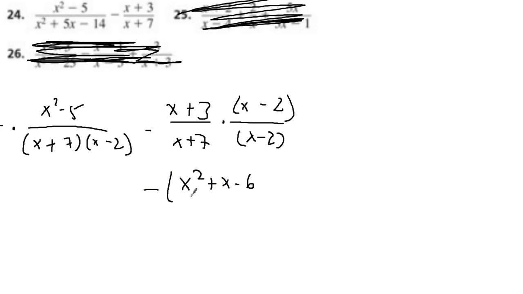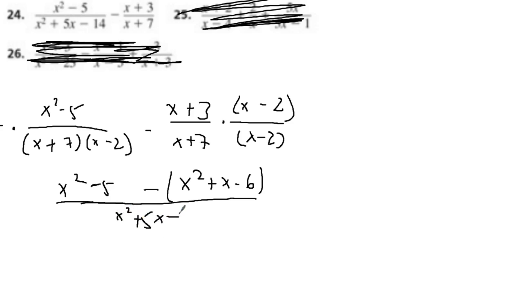And remember, there's a minus here, so we have to do this. And x squared minus 5 here. All of this is over x plus 7, x minus 2, or x squared plus 5x minus 14. So x squared minus x squared is 0. Minus 5 minus minus 6 is 1, and minus x is just minus x. So minus x plus 1, or 1 minus x, over x squared plus 5x minus 14, and that is the answer.